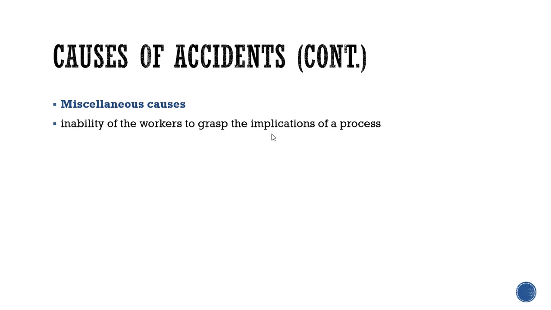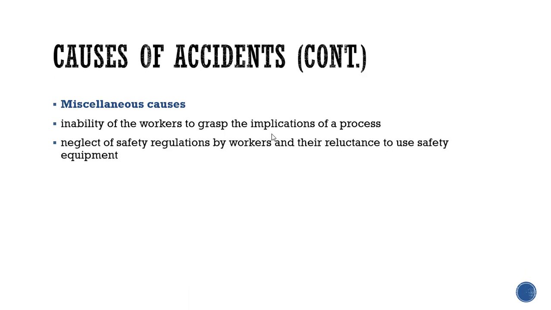So if people didn't grasp that point, how to do the things, then you need to educate them, or otherwise it may lead to accident. Okay, so neglect of safety regulations by workers and their reluctance to use safety equipment. This is a common thing, because even if we take our bike to ride, we often hesitate to wear a helmet. So we are a little bit reluctant to use safety equipment, so it should not happen. If they do that, it may lead to accident.